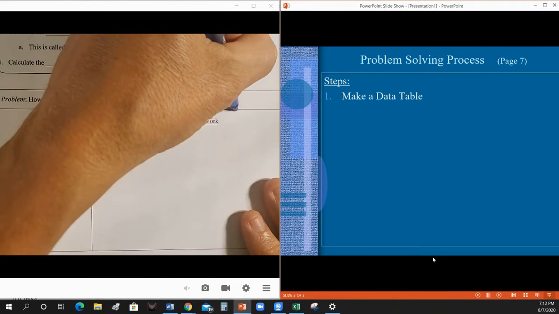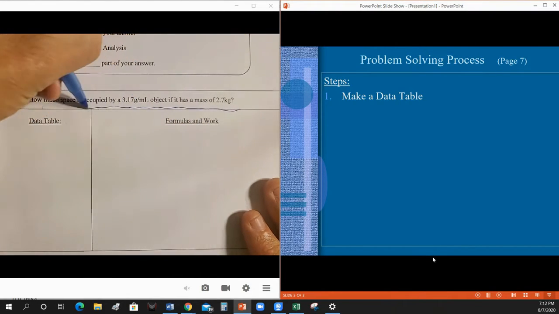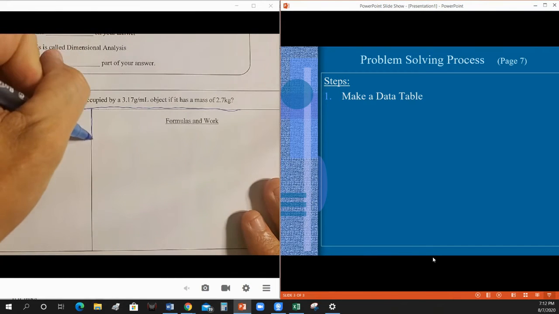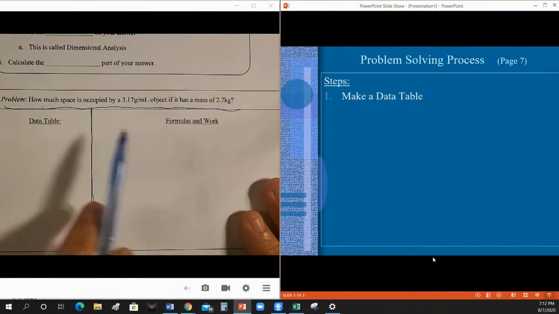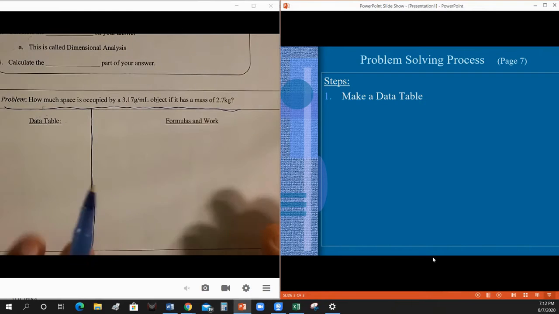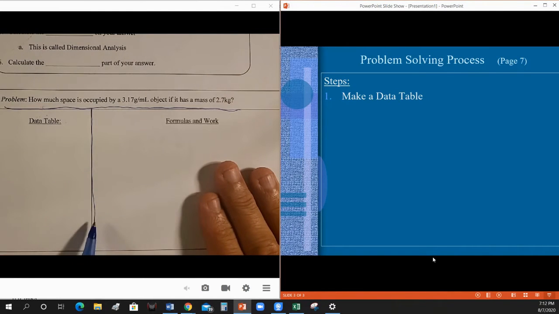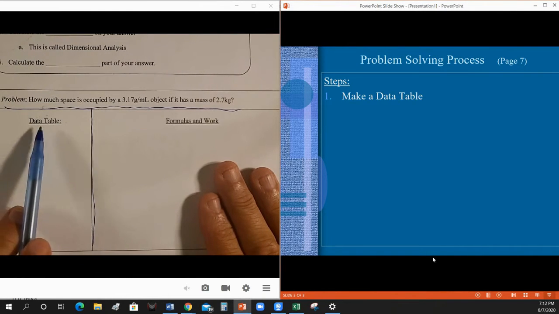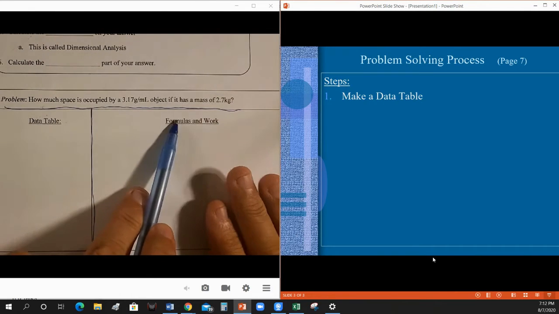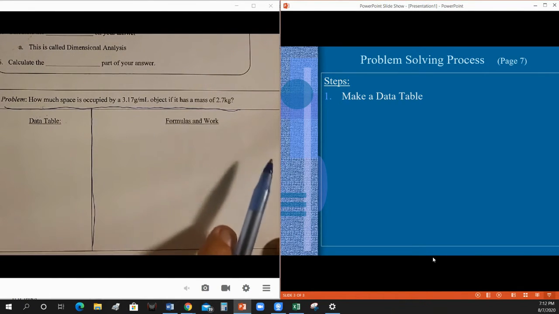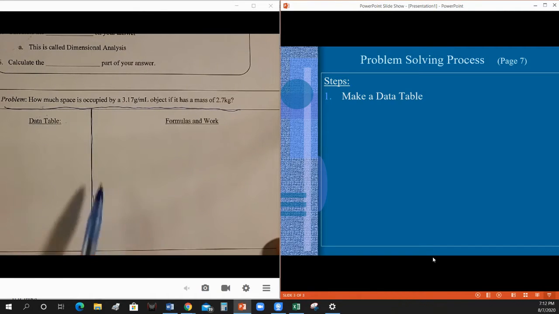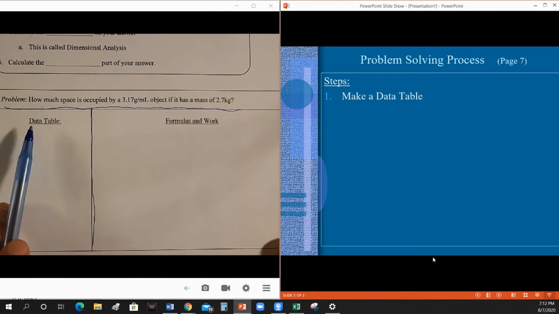So if you just kind of imagine, okay, I was drawing this, and so that's kind of like a really off-center T. So we've already kind of set this up where we have a line drawn. We're going to make our data table on this side, and then over on this side is where we're going to show our formulas and do all of our work. So make your little T-chart, and we're first going to start with this data table section.